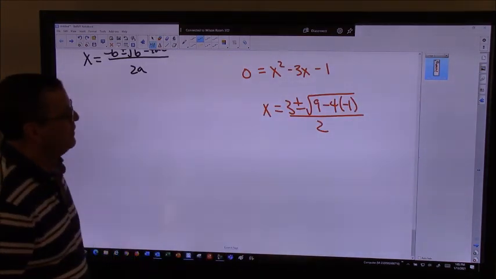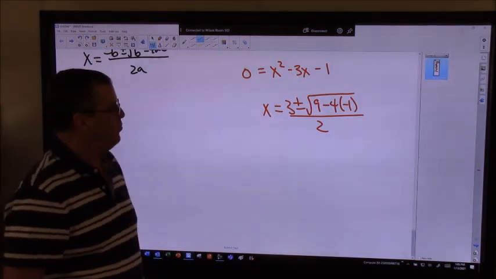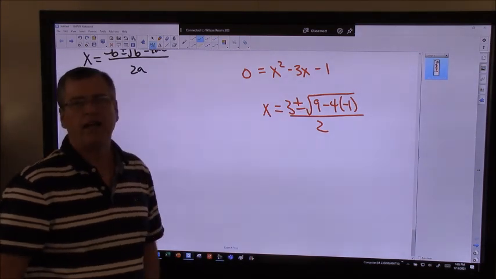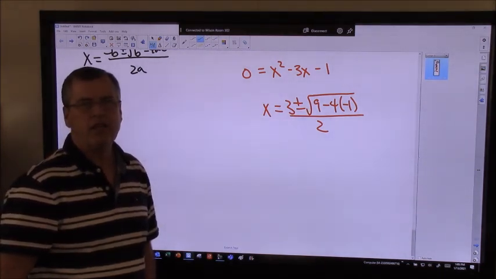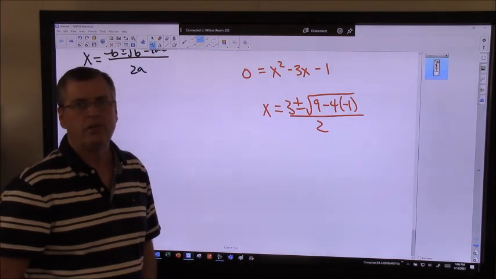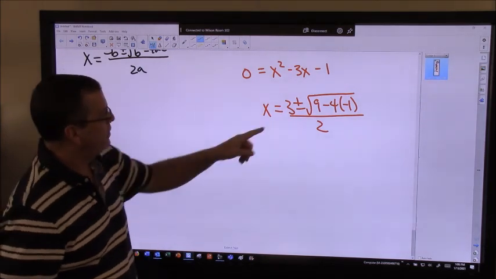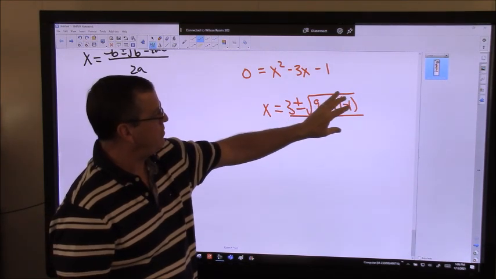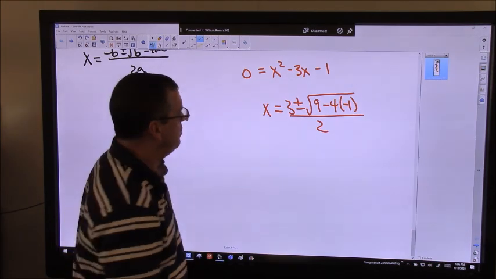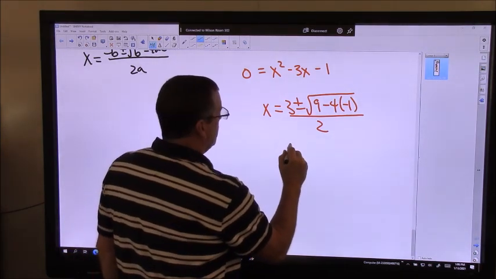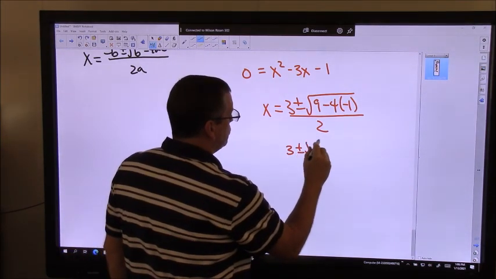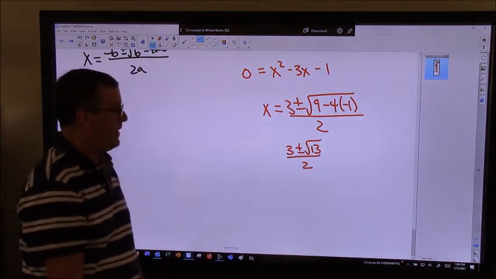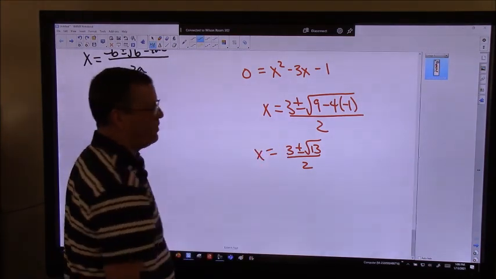Okay. Now, be careful here. I feel like we make it this far and then we start making silly mistakes. Like we go 9 minus 4 is 5. 5 times negative 1 is negative. Well, you can't take the square root of a negative number. Got to remember the order of operations, right? You've got to do the multiplication first. So a negative 4 times a negative 1 is a positive 4. 9 plus 4, that's 13. So I've got 3 plus or minus the square root of 13 over 2. And that doesn't simplify. That's as far as we can go right there.